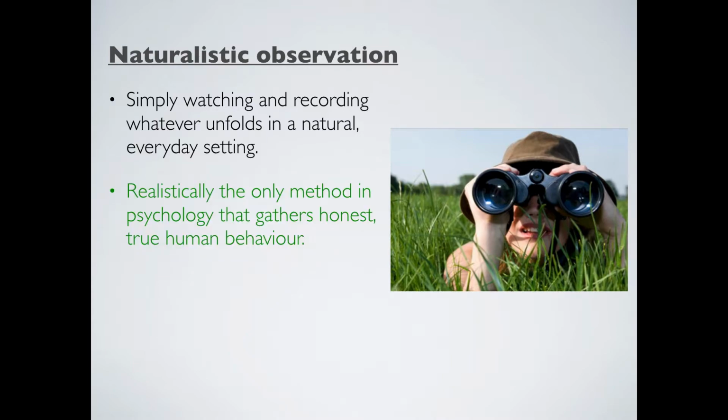Now that's really interesting, because if you compare that to every other method, including the experimental methods that we've looked at already, then this is the most honest method that we have. We are watching humans as they are behaving normally. Now that, for psychologists, is the ultimate end goal, remember. We're really interested in what do humans do. So a naturalistic observation where we're hanging back and watching is realistically the only method that gathers honest, true-to-life human behaviour. But that also leads into a negative issue, because there's a lack of control in this thing.